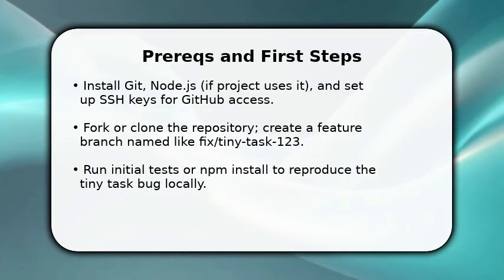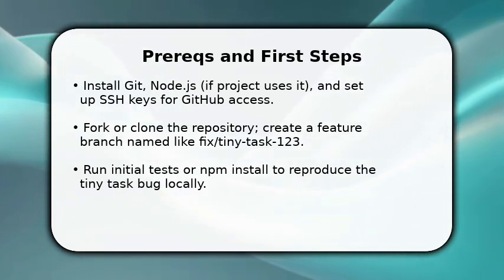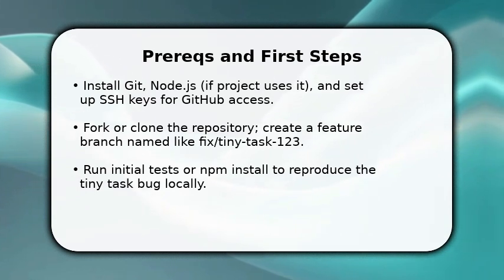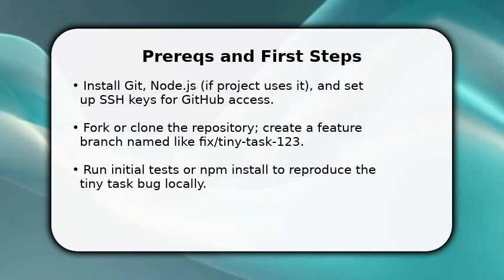You have the basics ready, now act. Start by confirming SSH auth and cloning the repo into a clean workspace. Once done, create a feature branch with a clear name so CI traces changes.